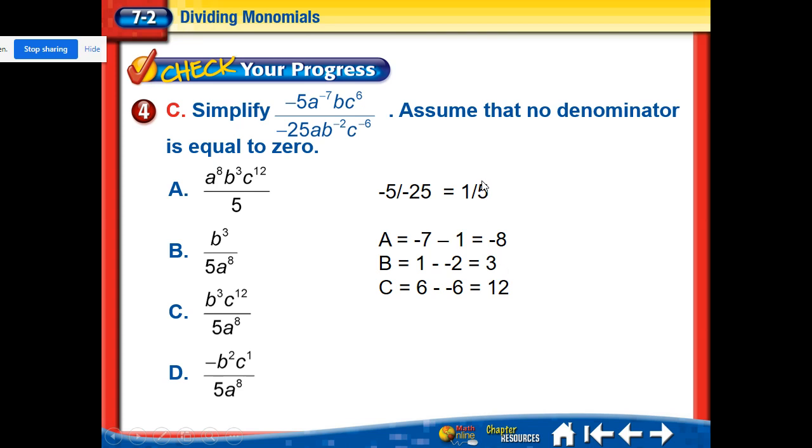So what's going in the denominator? That 5 from the fraction and the a to the 8th. 5 and a to the 8th, yeah, well, that's these. But then we need a b to the 3 and a c to the 12.